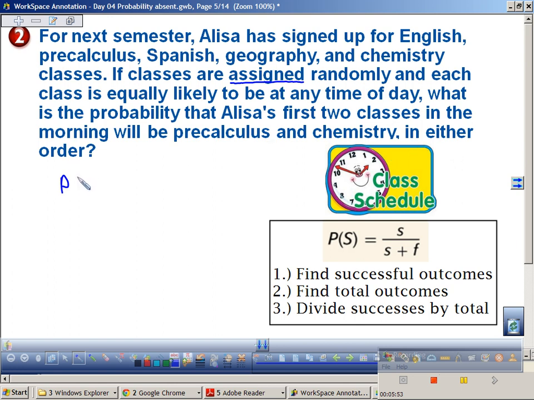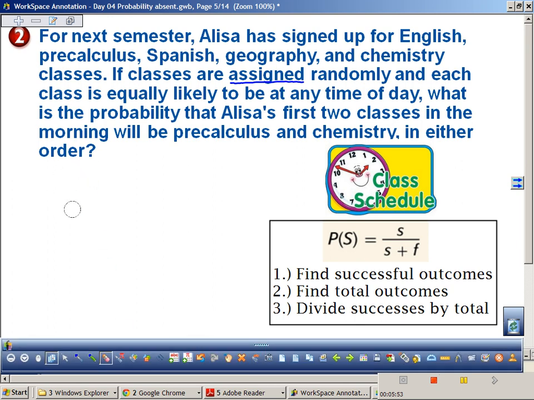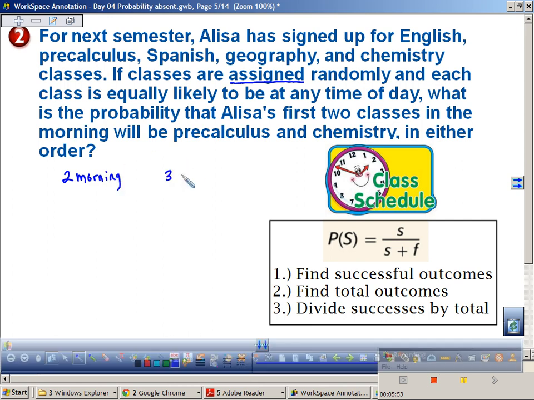Okay, these are the ones that I find the most challenging. So hopefully you guys can follow along with me without me being there to take questions. Okay, so if you think about this, she's got 2 morning classes and 3 afternoon classes. That's what they're asking. So we've got to make sure that we've got all the possible scenarios for both. It says they all have an equal chance. So there's 5 different classes here.